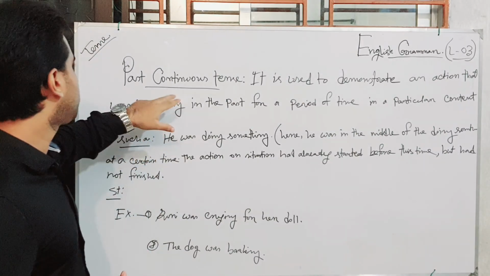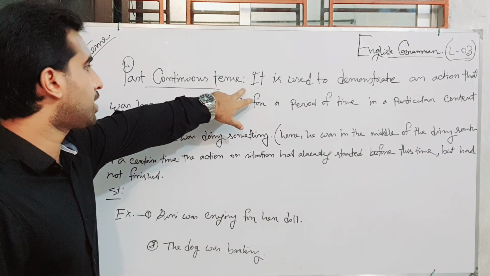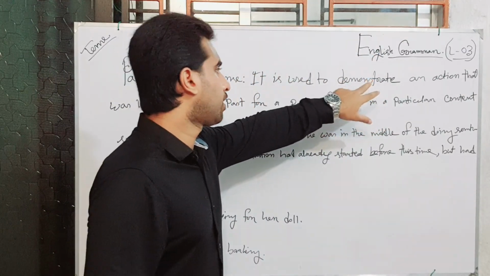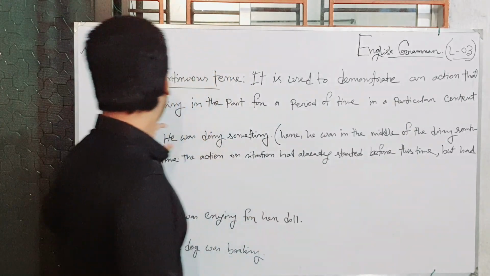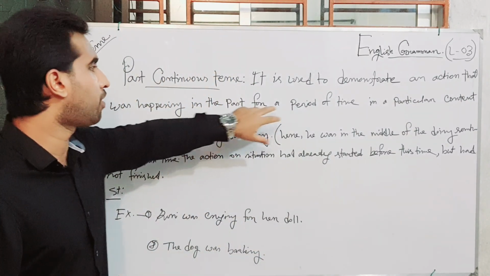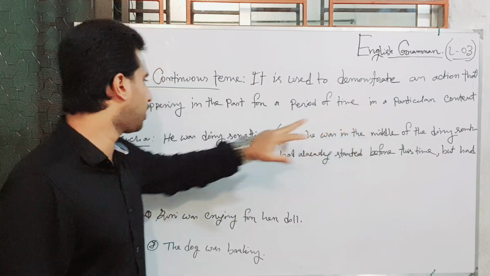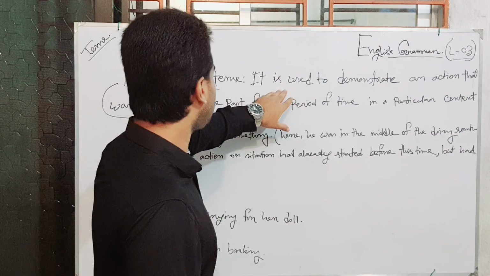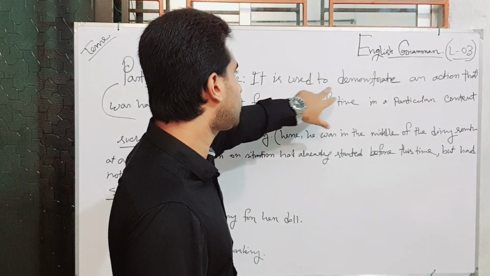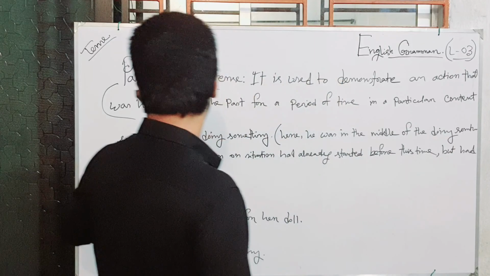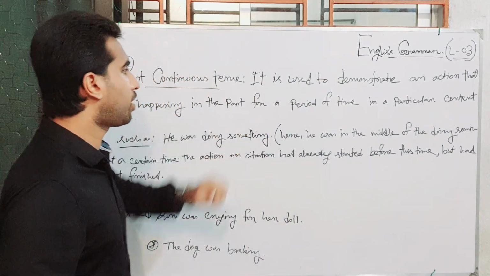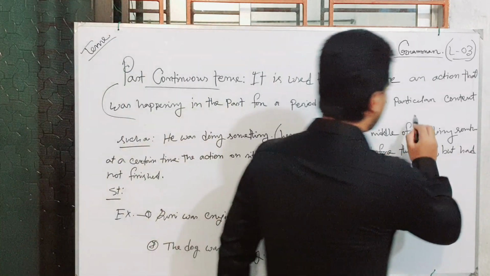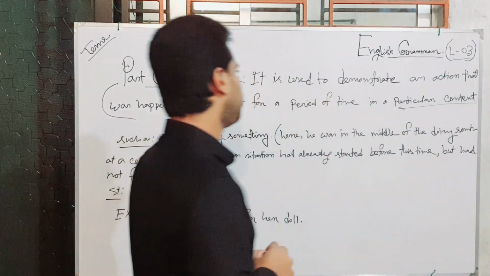My dear students, past continuous tense. This tense is used to demonstrate, which means to clarify, an action that was happening in the past for a period of time in a particular context. The definition is: past continuous tense is used to demonstrate an action that was happening in the past for a period of time in a particular context.